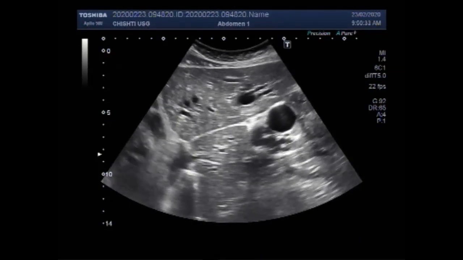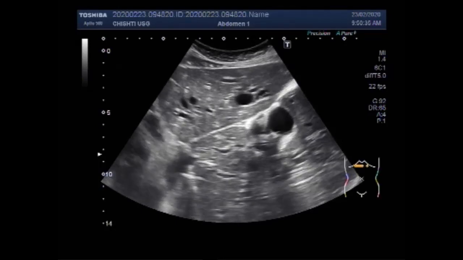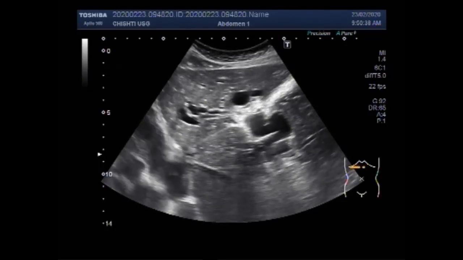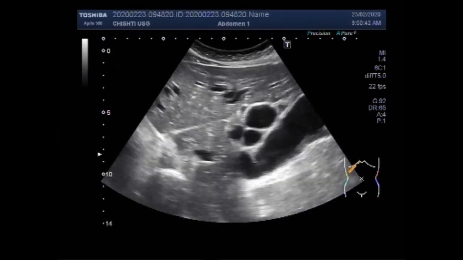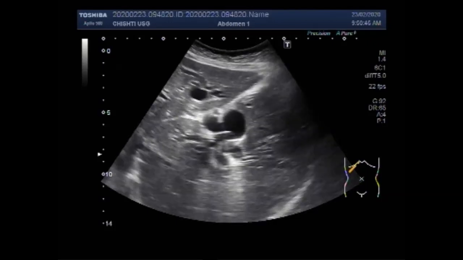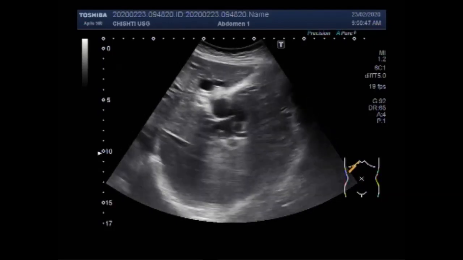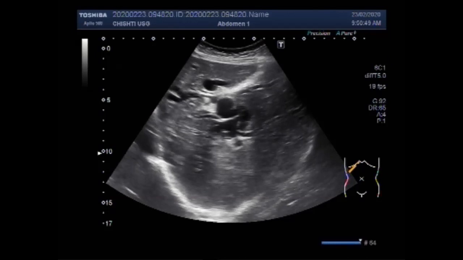This ultrasound video shows multiple stones in the gallbladder as well as in the common bile duct. That is cholelithiasis associated with choledocholithiasis. Cholelithiasis involves the presence of gallstones, which are concretions that form in the biliary tract, usually in the gallbladder. Choledocholithiasis refers to the presence of one or more gallstones in the common bile duct.